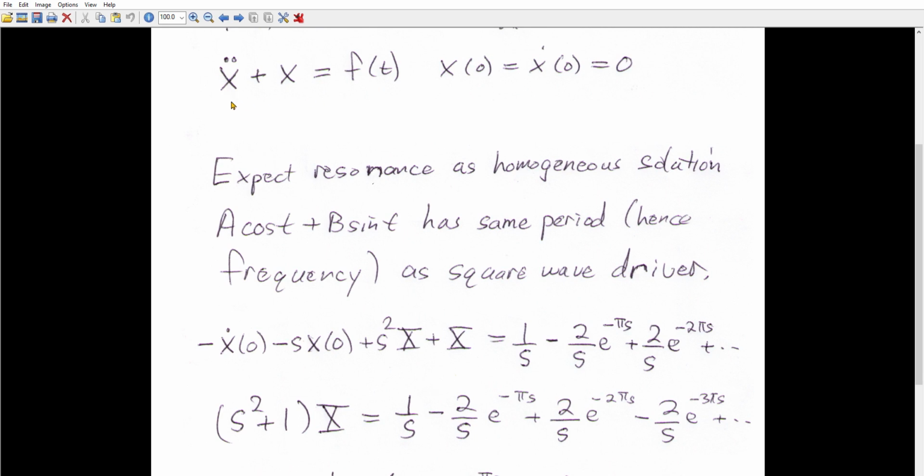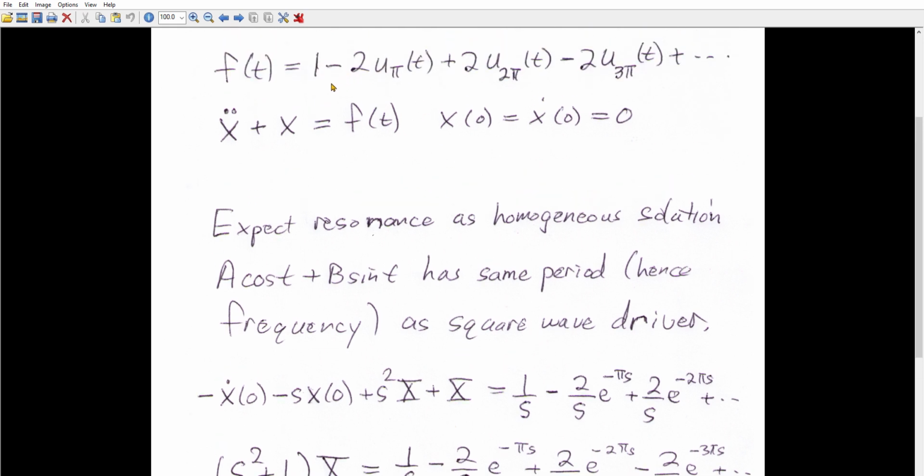Okay, so now we're going to take this thing and we're going to Laplace transform it. Now the x double dot plus x transforms as minus x dot of 0 minus s x of 0 plus s squared cap X plus cap X, for little x transforms as cap X, and we know how step functions transform. This thing is going to transform to 1 over s. This is going to transform to minus 2 over s times e to the minus pi s, which is how the step function transforms. This one is 2 over s e to the minus 2 pi s, etc.